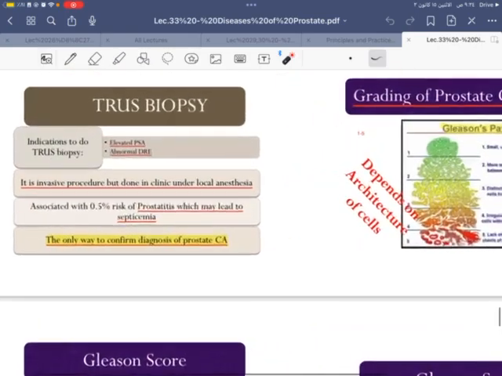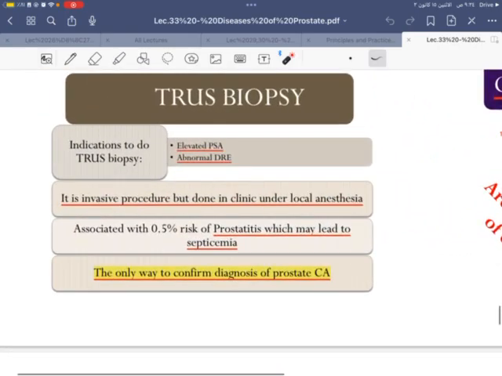Indication: elevated PSA or abnormal digital rectal examination. It's an invasive procedure. It's done under local anesthesia in the clinic.